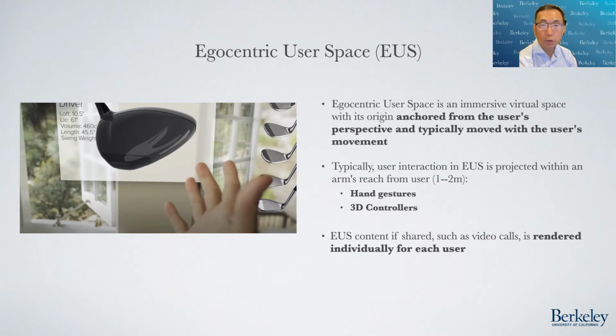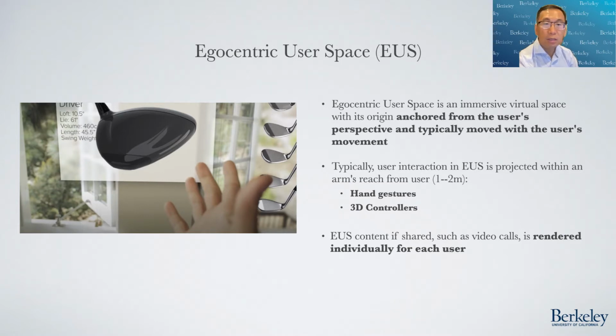Next, within an arm's reach, we have the egocentric user space, or the EUS. As its name suggests, the EUS is an immersive virtual space with its origin anchored from the user's own perspective, and typically will move with the user's movement. Think of this as a 3D version of a Zoom call you can carry on your laptop. Typically, user interaction in the EUS is projected within an arm's reach from users, say, 1 to 2 meters away.